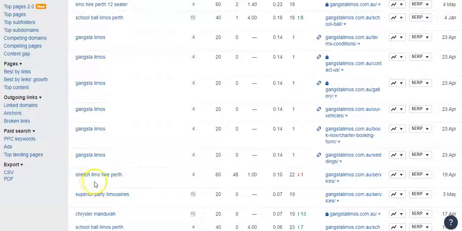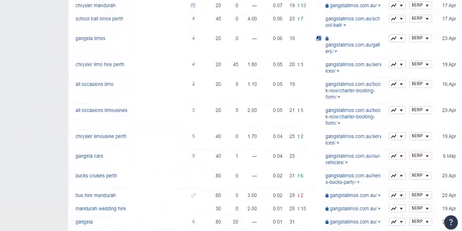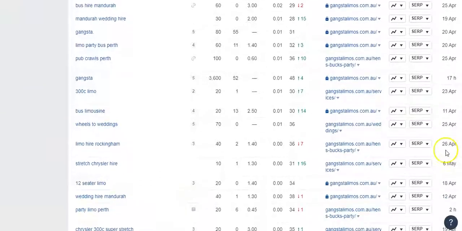So when it comes to Stretch Limo Hire Perth, there's 60 searches. See this, the 48 KD. So this word is quite hard to rank easily for, and you're on page 3. Okay, so Superior Party Limousine, 20 searches, easy to rank for, but you are on page 2. Okay, so you can see how it does get harder and harder.